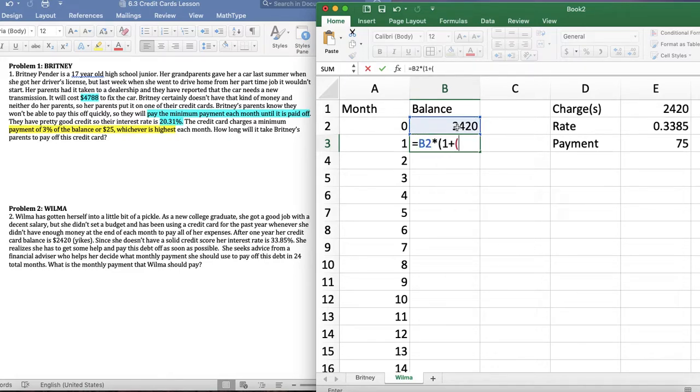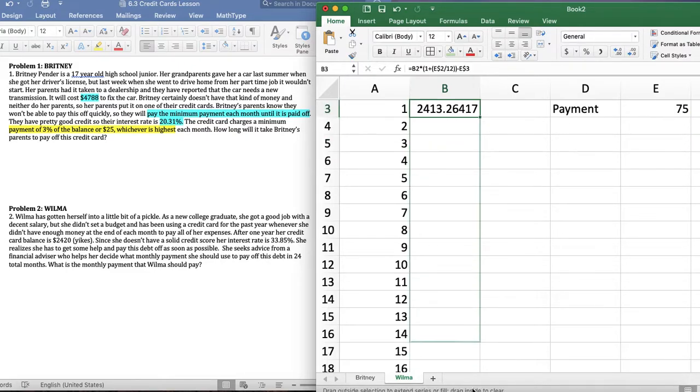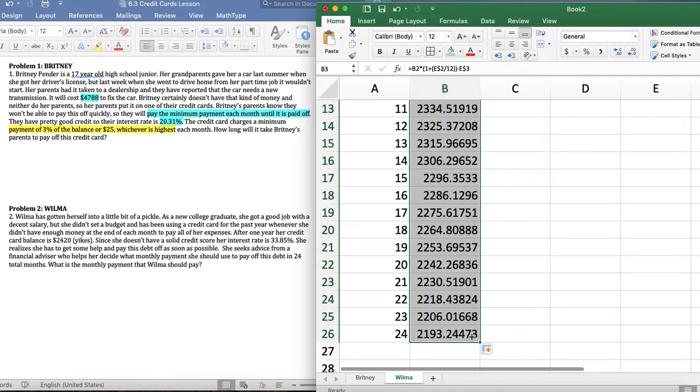So 1 plus my rate divided by 12 minus my payment. And we're going to see if $75 does the trick. Remember, that's just a guess. I have to fix my interest rate and my payment because those are the things that I want to stay whenever I drag this down, but I want my balance to roll. So here we go. Let's see if $75 is going to do the trick.